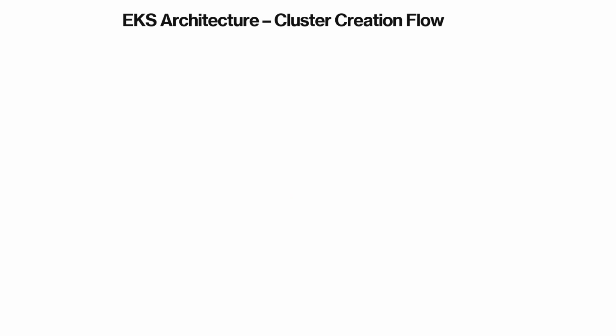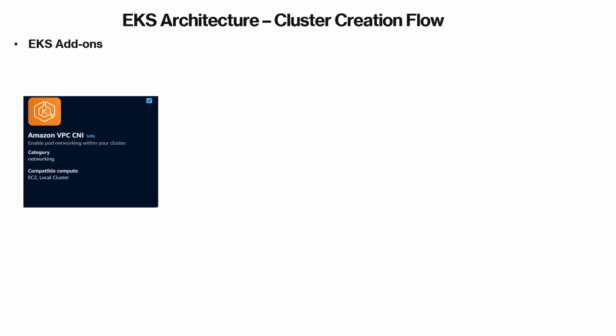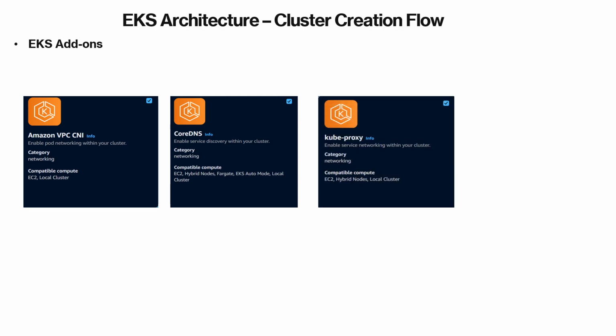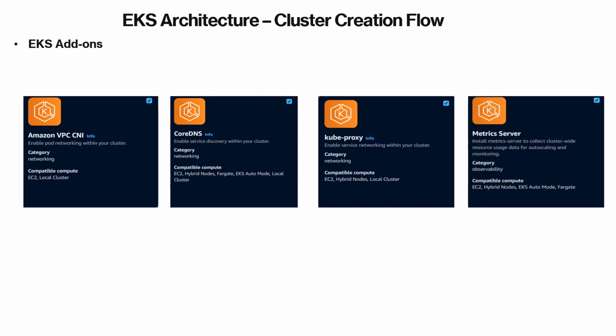Now, to simplify cluster operations, EKS provides several optional add-ons that we can enable during or after cluster creation. The VPC CNI plugin handles pod networking, allowing each pod to get its own IP address. CoreDNS enables service discovery within the cluster. Kube-proxy manages internal service routing. We also have the metrics server, which gathers resource usage data for horizontal pod autoscaling.